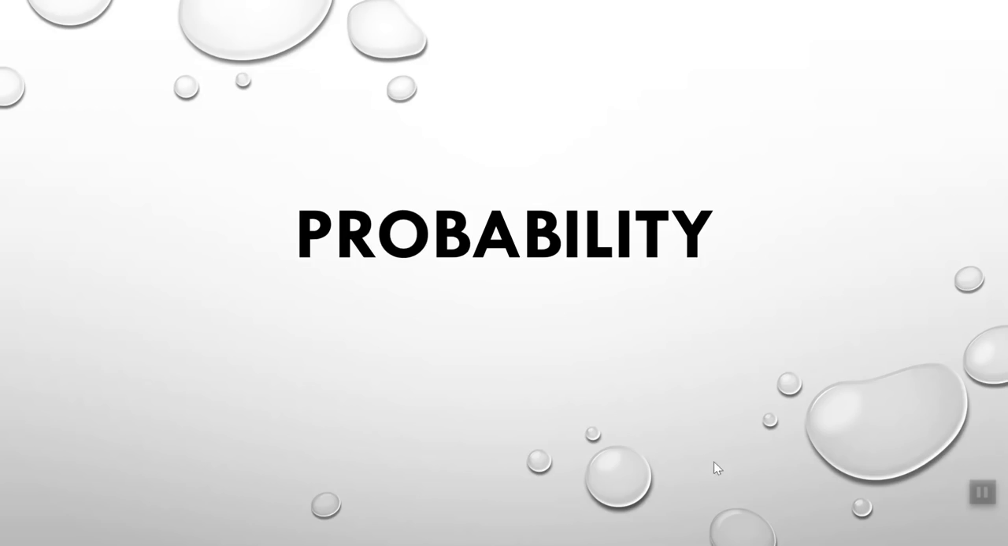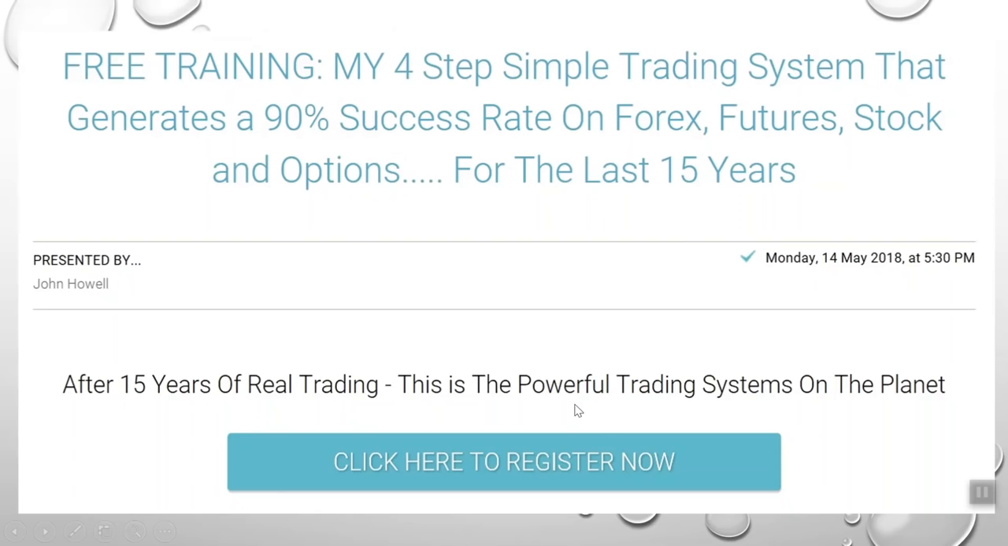Before I do that though, I got an email 2 days ago, and I looked at it and I thought, here we go again. This is exactly what I was talking about last week. It was sent by somebody whose mailing list I must have signed on to, notifying me of a webinar they're doing, and the title was a system that generates a 90% success rate. And I thought, here we go again. This is exactly what I talked about last week.